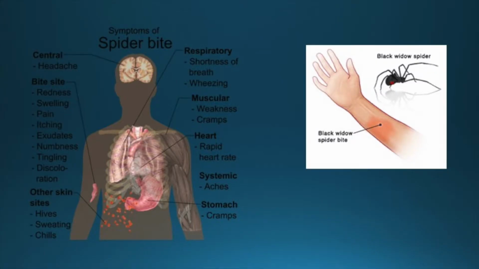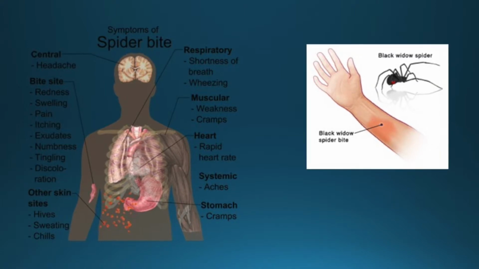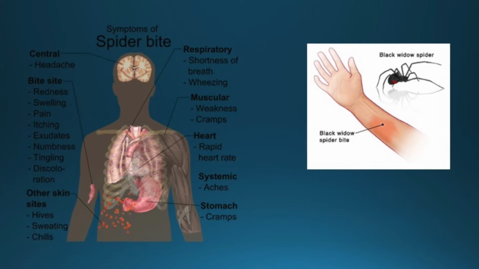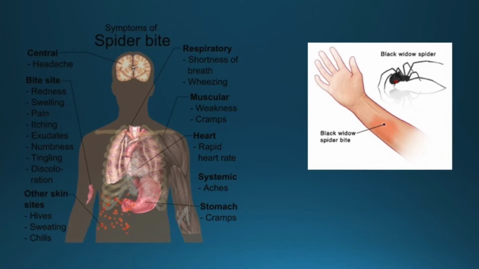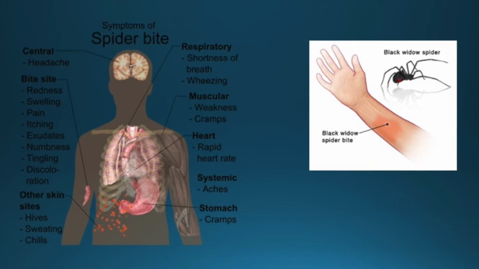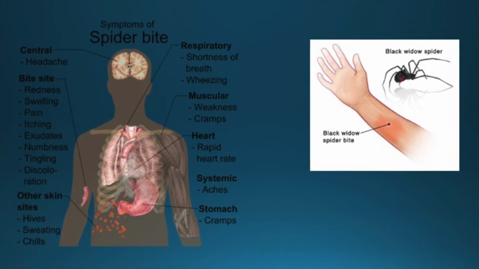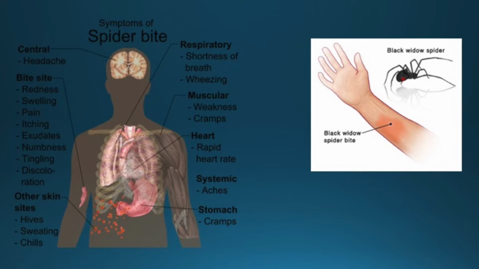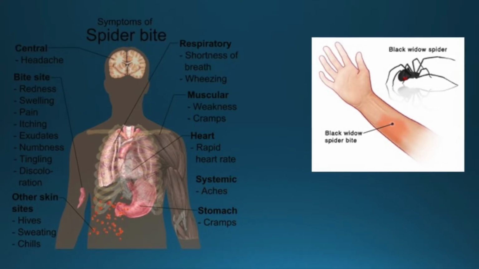People who have been bitten by a black widow spider can experience a wide range of symptoms, including muscle cramps, pain, spasms, fevers, difficulty breathing, headaches, chest pain, stomach pain, sweating, nausea, and much more. Black widow spider bites are not very common. In 2013, there were less than 2,000 reports of black widow bites.